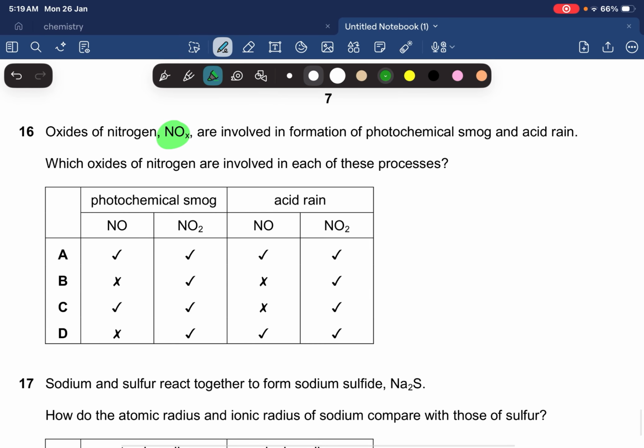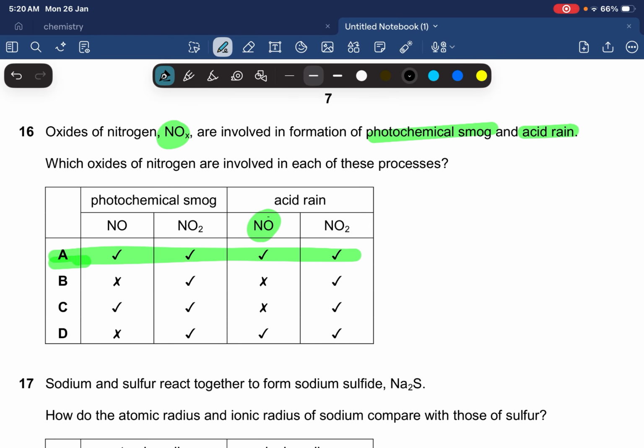Oxides of nitrogen are involved in the formation of photochemical smog and acid rain. Which oxides of nitrogen are involved in each of these processes? So for photochemical smog, I guess it's going to be A. All oxides are going to contribute equally. There is no specific oxide, because nitrogen monoxide can also form nitrous acid and nitrogen dioxide can also form. And for photochemical smog, both oxides can react. So for me, it's going to be A. They're oxides, and this oxide, by the way, can easily oxidize into this oxide, and this oxide can easily reduce into this oxide. So they're interchangeable kind of things.